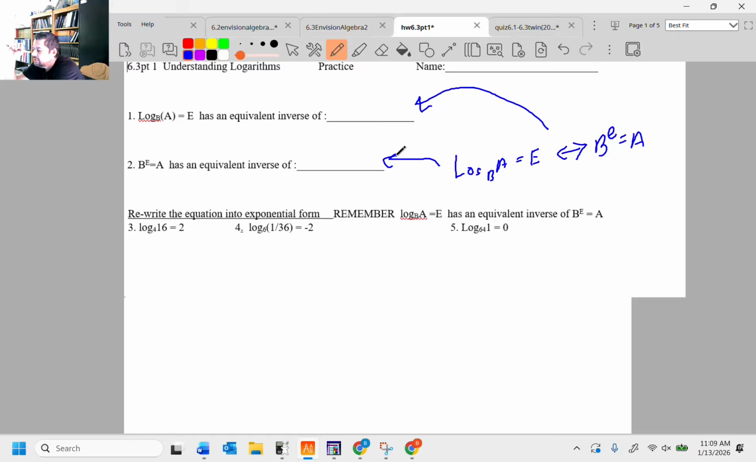Rewrite the equation into exponential form. Remember, and it's there, log base b argument a equal to e has an equivalent inverse. So line up the process: base, argument, exponent. 6 to the negative second is 1/36. And by the way, that's true because this is 1 over 6 squared, which happens to be 1/36. You know you're right if the numbers make sense.